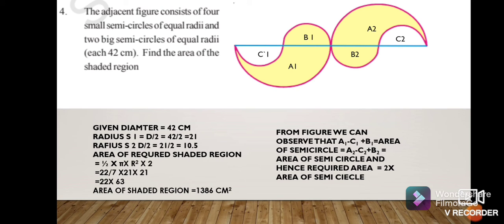You have to write this right side information first of all, and then go through the solution. Okay, area of the required shaded region is equal to, simply you get 1 by 2 into pi into r square into 2. So here 2 gets cancelled, 22 by 7 into r value 21 into 21. On simplification, 7 3s are 21, we get 3 into 21 is 63, so 22 into 63. Now the required area of shaded region is 1386 centimeter square. I hope you understand this one.